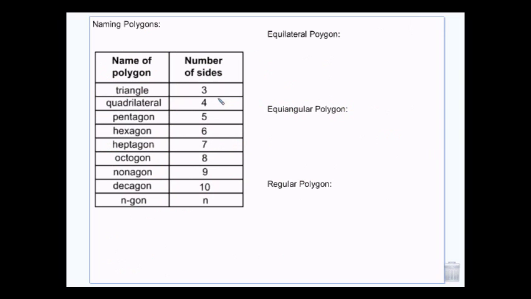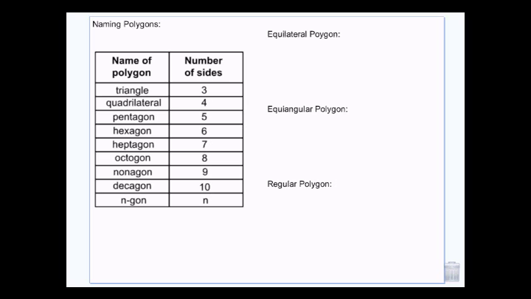Polygons are named based on the number of sides because the prefixes mean the number. Tri means 3, quad means 4, pent means 5, hex means 6. It's from the Latin roots. So we have up to 10 on this chart, which is a decagon.